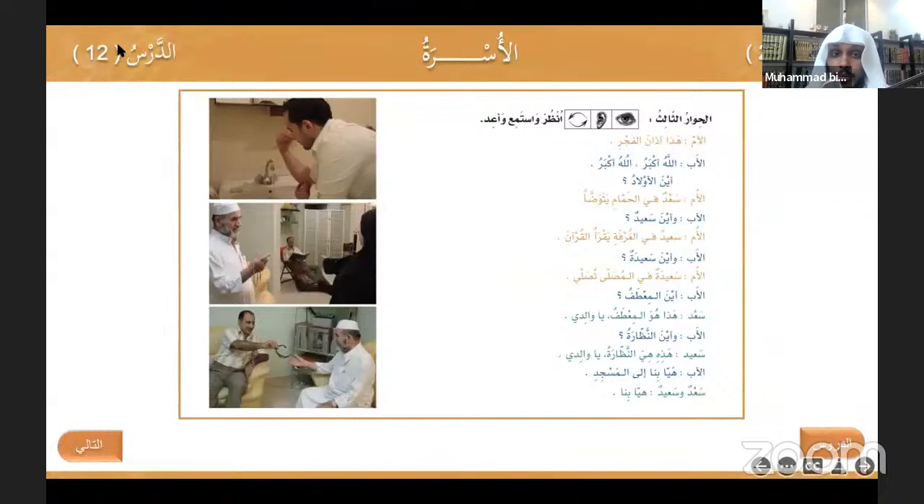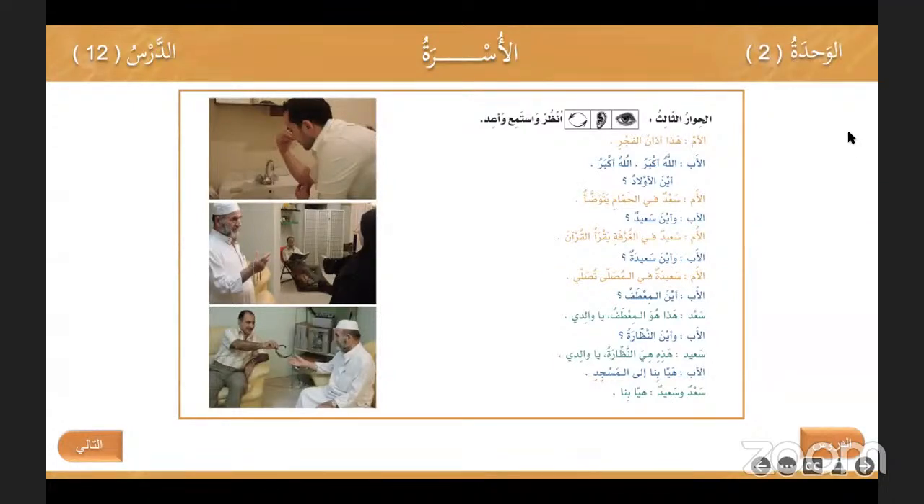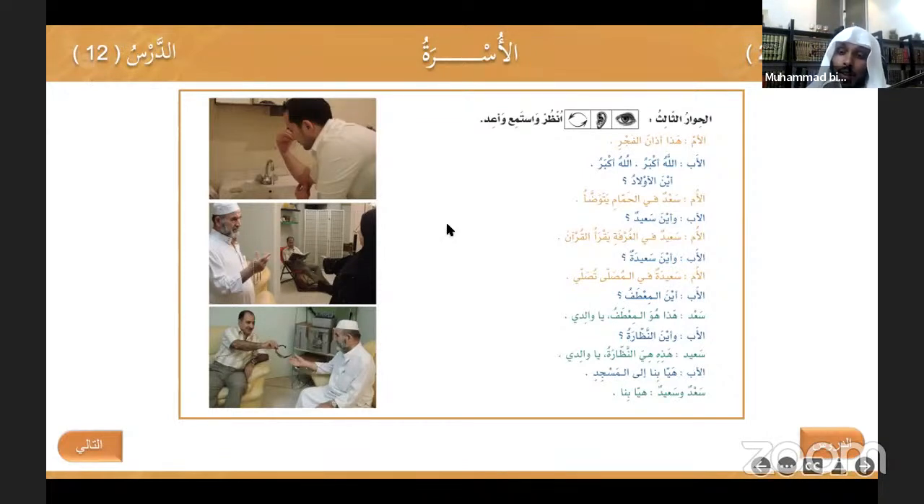الوحدة الثانية، الأسرة، الدرس الثاني عشر، الحوار الثالث. انظر واستمع. هذا أذان الفجر، الله أكبر الله أكبر. أين الأولاد؟ سعد في الحمام يتوضأ. وأين سعيد؟ سعيد في الغرفة يقرأ القرآن. وأين سعيدة؟ سعيدة في المصلى تصلي. أين المعطف يا سعد؟ هذا هو المعطف يا والدي. وأين النظارة؟ هذه هي النظارة يا والدي. هيا بنا إلى المسجد، هيا بنا. والآن جاء دورك، انظر واستمع.